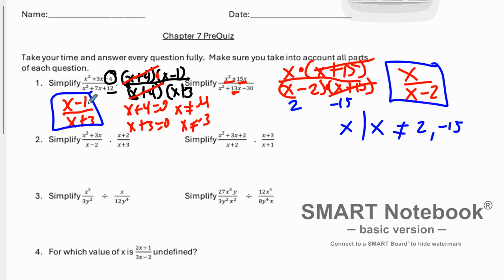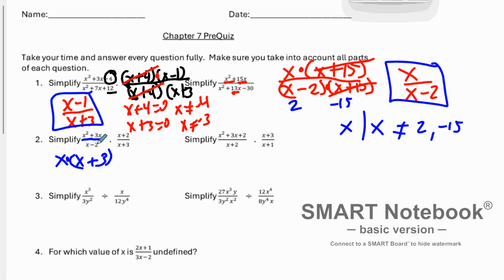Okay, next one, simplifying again. I'm looking for like factors to cancel, right? I can only cancel if they're being multiplied, but they're being added and subtracted, right? So on top here, I can factor out an x on both of those. So on top I get x plus 3, and the x comes out. So now I can cancel because now I'm multiplying there.